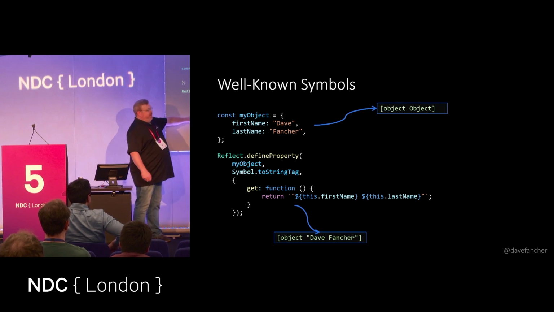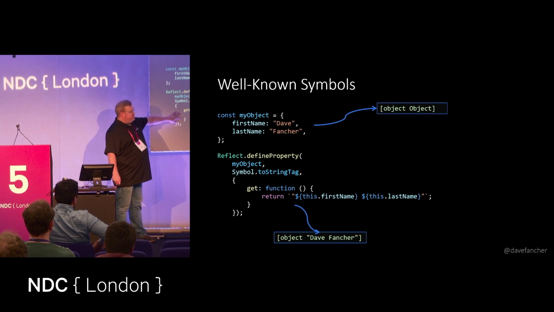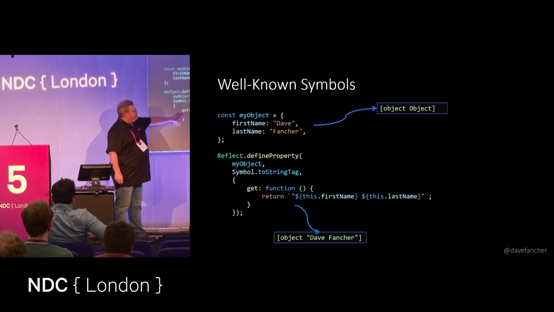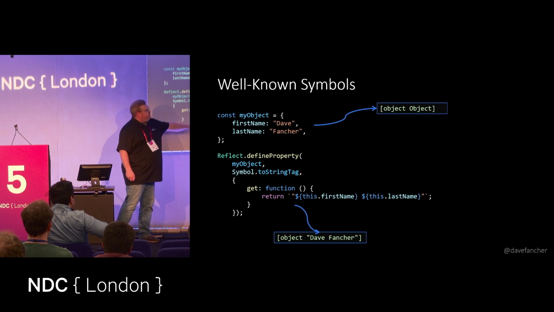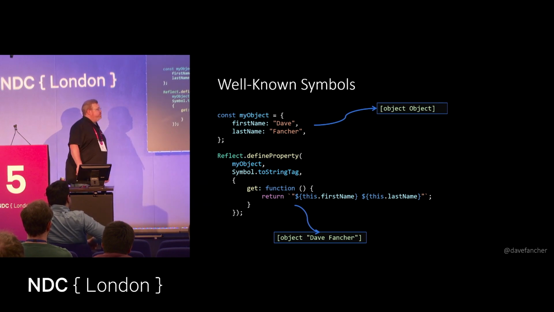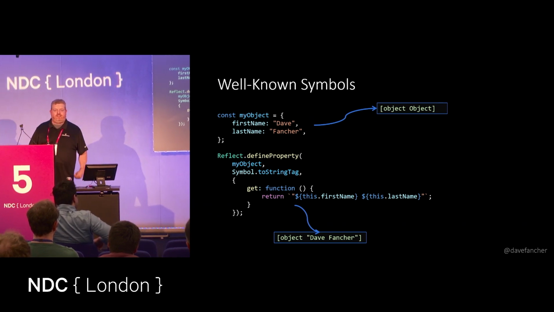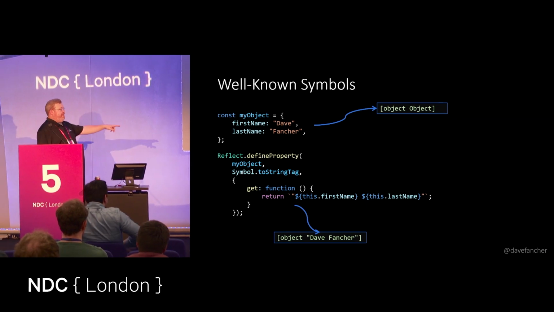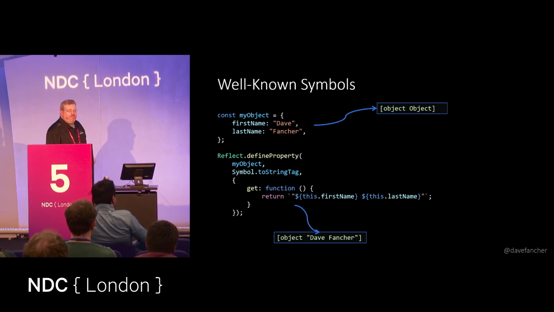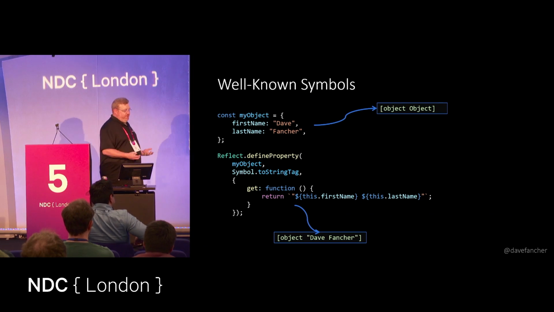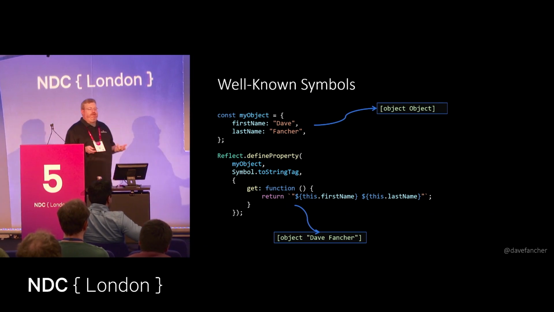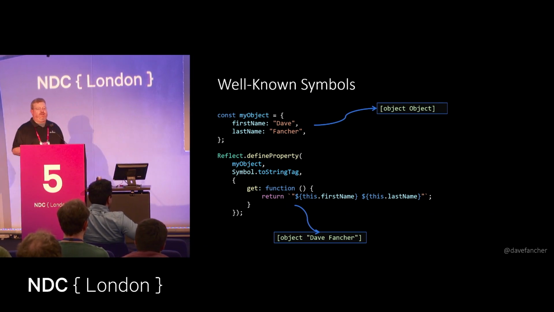So instead of object, object, I'm attaching symbol toStringTag through Reflect.defineProperty to my object, and the get, which is part of the descriptor for that property, returns just the interpolated version of two of the properties. So instead of object, object, I get object with my name in quotes. That's more useful than object, object. Now I'm able to make more sense of the code. I know exactly what I'm working with. And all it took was attaching a symbol to it.